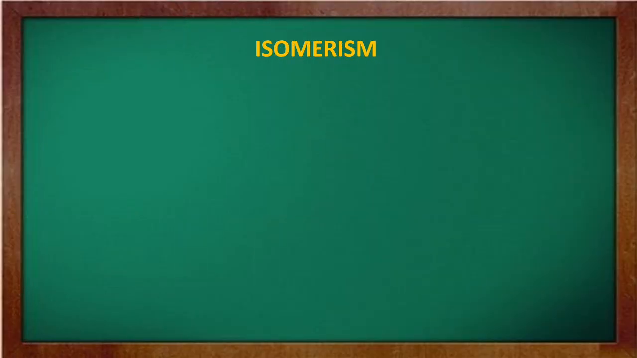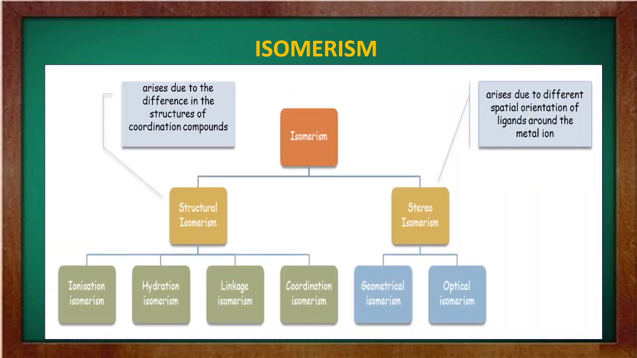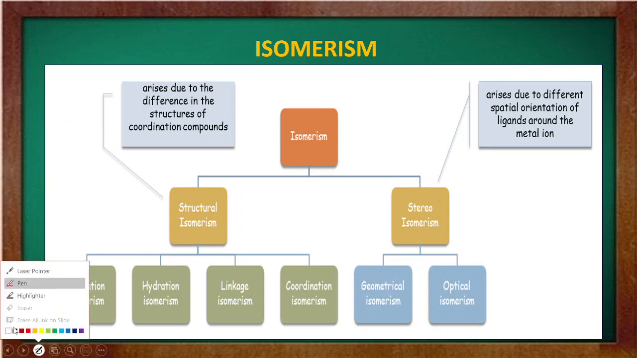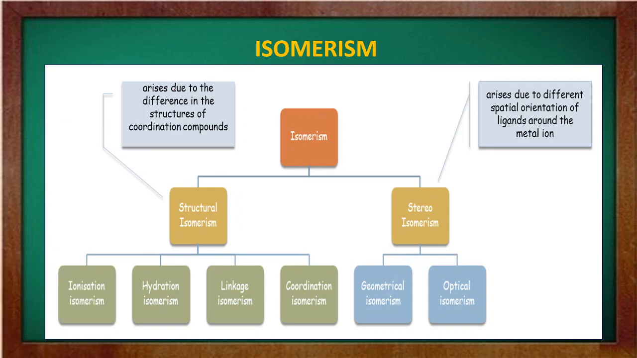Now today we will be starting with isomerism. What do you mean by isomerism? Just as in organic chemistry we have come to know about isomerism, isomerism means those compounds which have the same formula but different structure. Similarly in inorganic chemistry also we have isomerism. It arises due to the difference in the structures of the coordination compound.